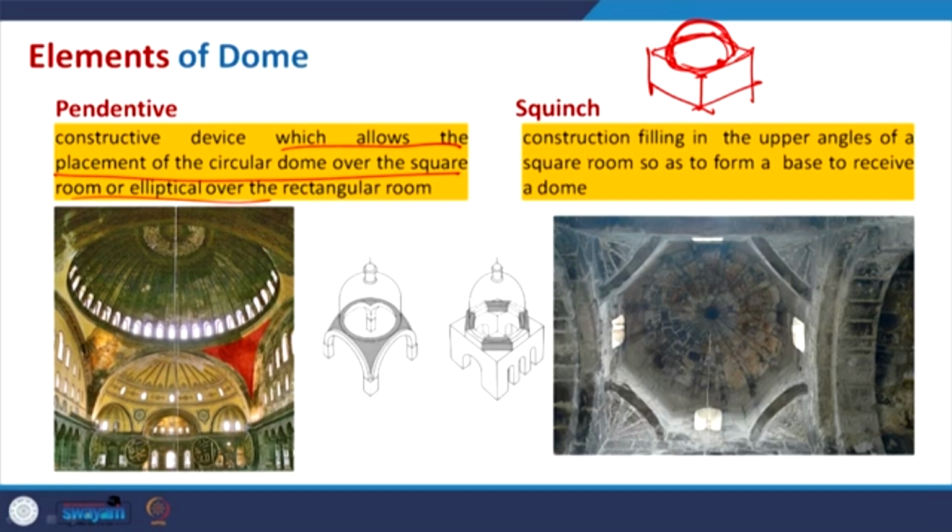So, in that case what we can do is take out that material, or we create that portion, we transform that portion, and this particular piece from where we take out the material will be your pendentive. So, this is basically the pendentive being created. The squinch is something where construction fills in the upper angles of a square room to form a base to receive a dome. So, again here we have to fill something. So, that is the squinch.